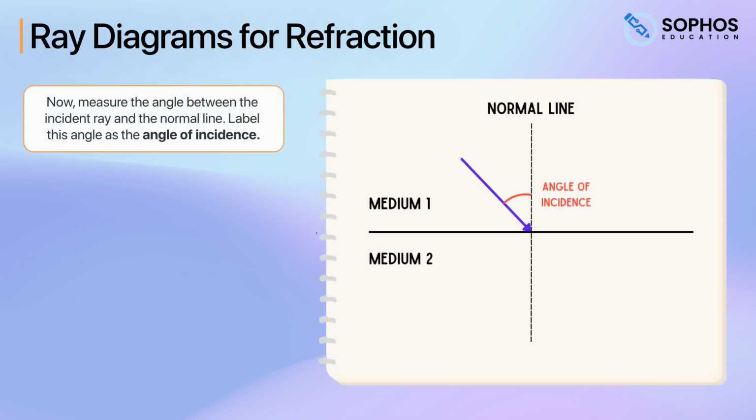Now measure the angle between the incident ray and the normal line. This angle is known as the angle of incidence. Label this angle on your diagram. Keep in mind that this angle is always measured from the ray to the normal, not to the boundary.